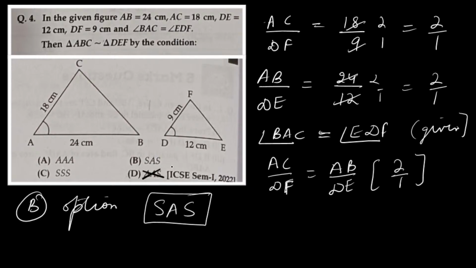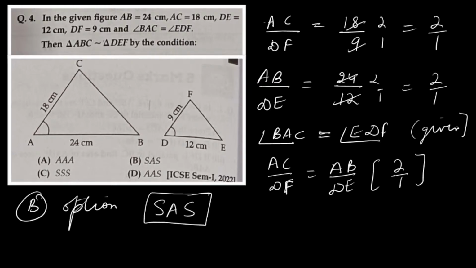We have only these three rules, and in these three rules, A option is all angles, C option is all sides. So here we are not using these two, we are using two sides and one angle. That's why option B is the correct answer. Yes. Let's do the next question.